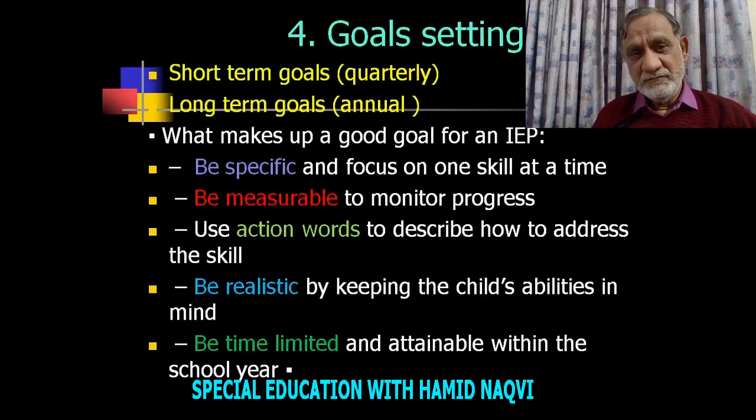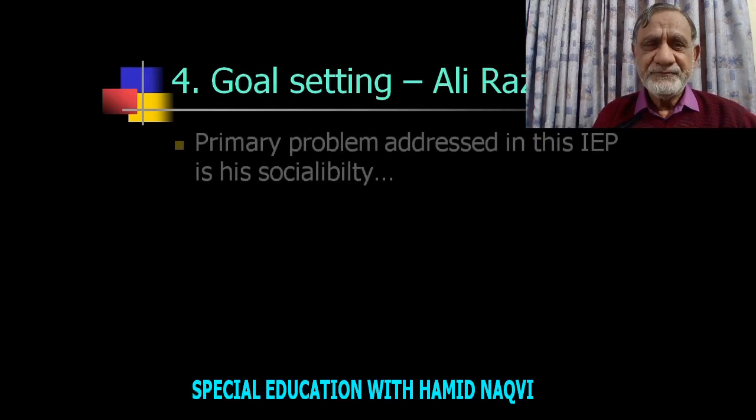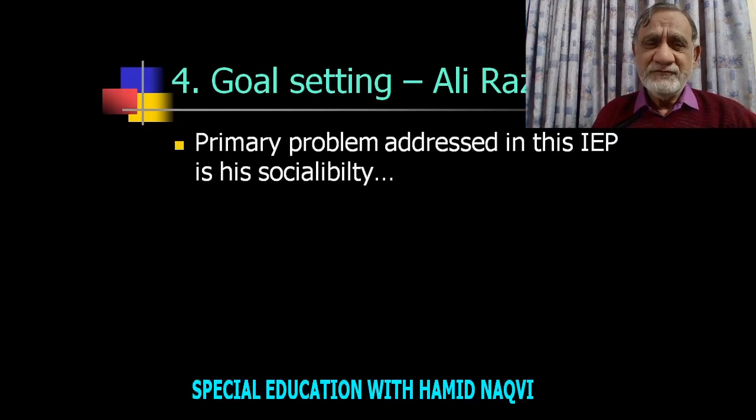Again, almost 15% students we observe do not cater for this aspect of goal setting. So you should have SMART goals: specific, measurable, attainable, realistic, time limited. And a precise example, goal setting for Ali Raza. Please watch out here. Please do not mix up.